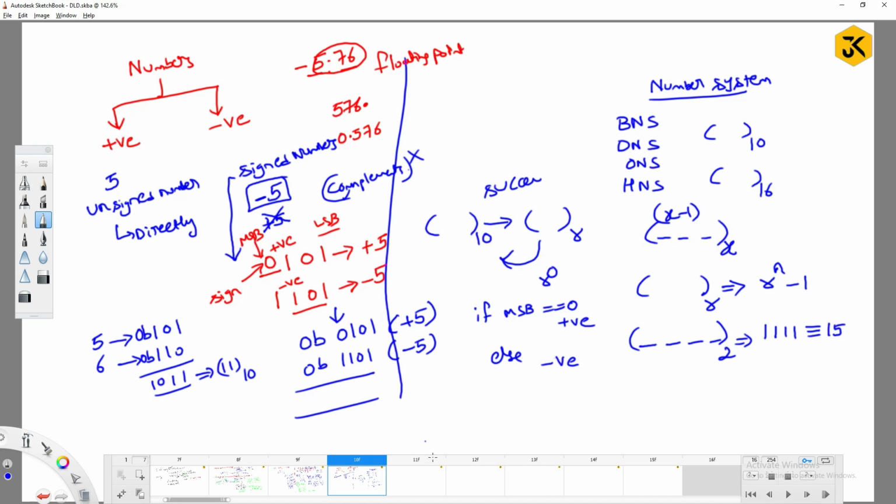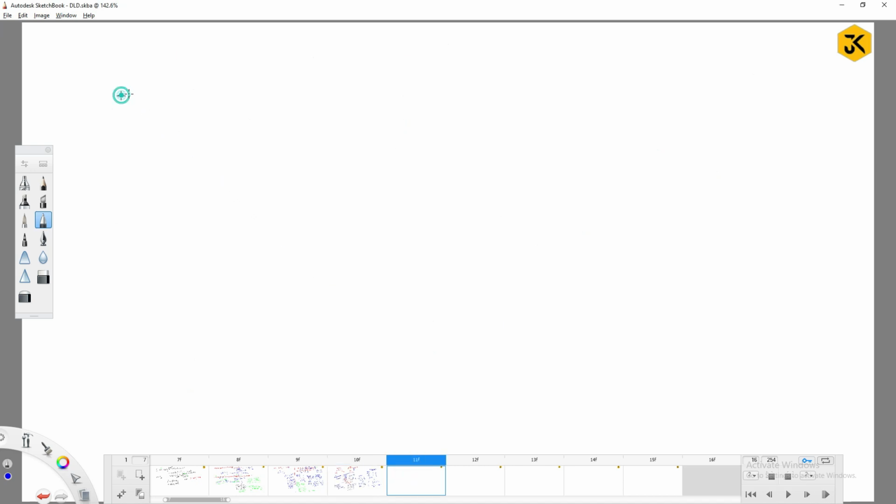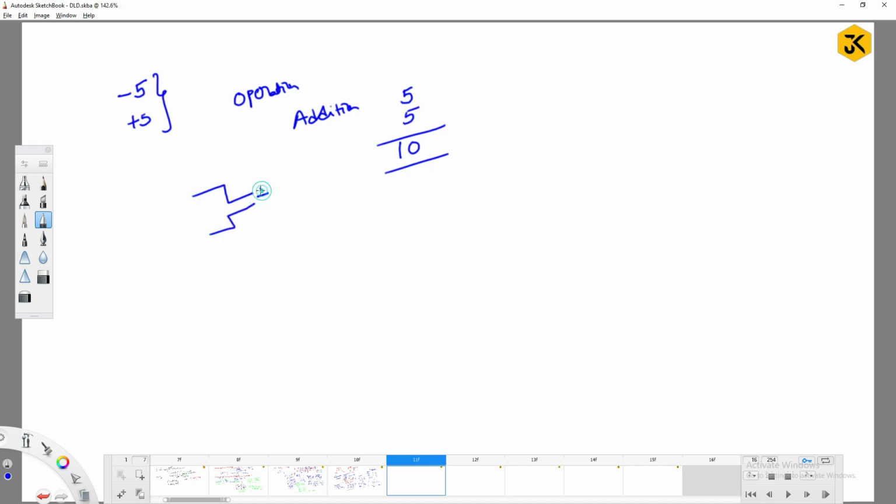And one more thing is, when you represent any number in the form of minus 5 or plus 5, whatever the representation, and you are trying to perform some kind of operation, something like addition, 5 plus 5, what will the system do? The system will generate the number 10 perfectly. There is no problem. For the same system design, for example, this design looks like this. Don't think about this being the exact structure. If you give 5 and 5, it is going to give the result as 10.